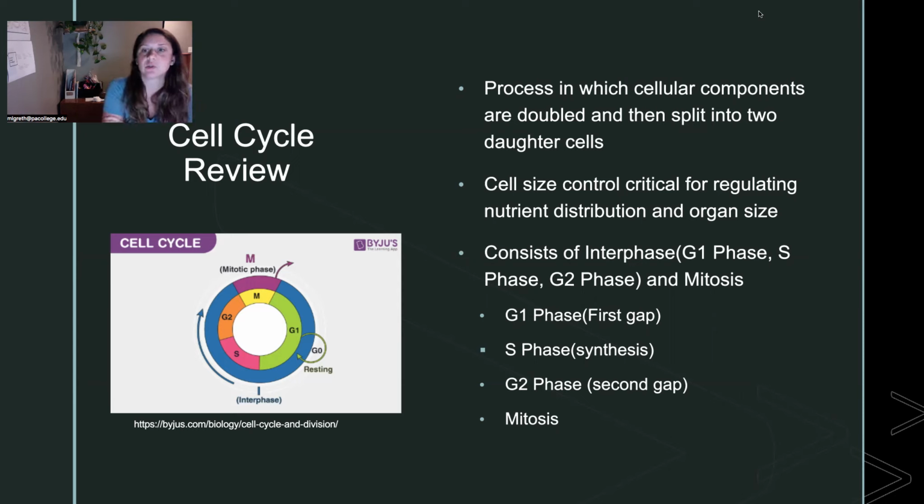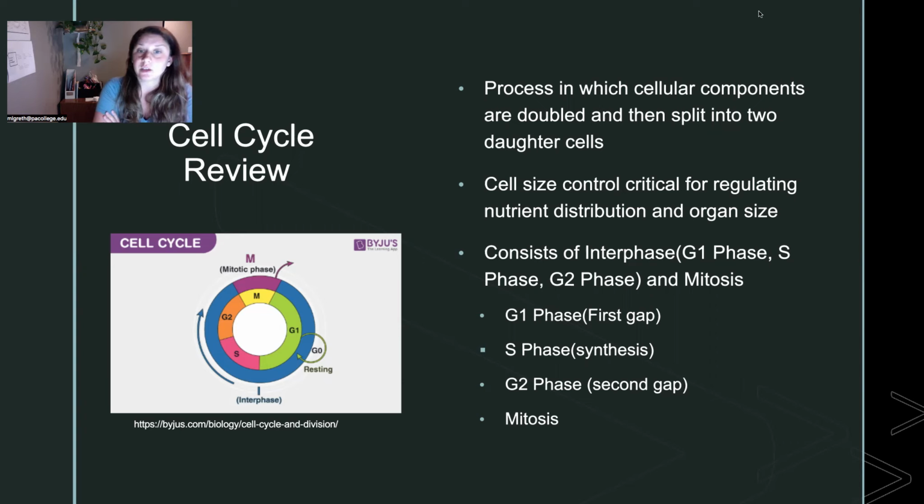The cell size control is critical for regulating nutrient distribution and organ size. If a cell becomes too large, the surface area of the cell is not large enough to transport nutrients and allow the cell to function properly, so the cell needs to split. Multicellular organisms also need to control the number of cells to ensure that tissues and organs are functioning correctly. An example of this is skin cells, which are always dividing. But then you also have cells such as neurons that never do.